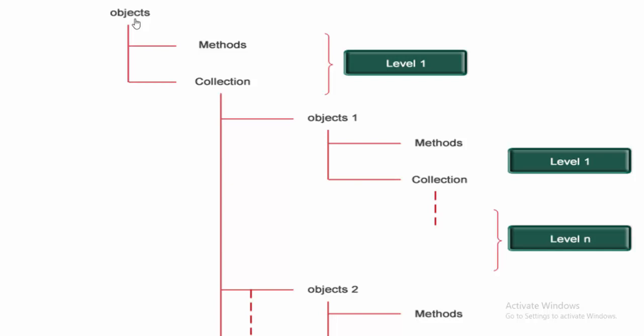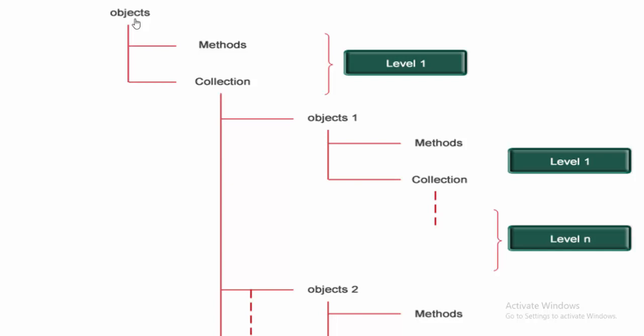We simply call it something specific. For example, ledger is an object. Stock item is an object. Company is an object. Group is an object. Cost center is an object. It means the object is one specific type. Now, what does the object contain?